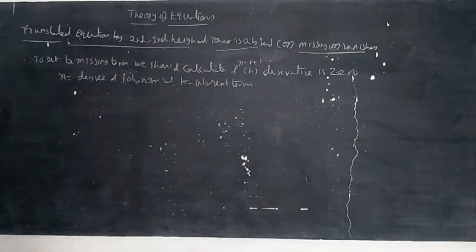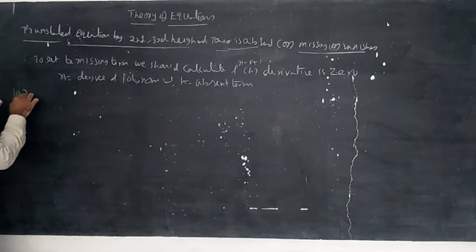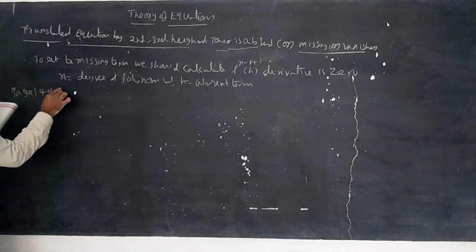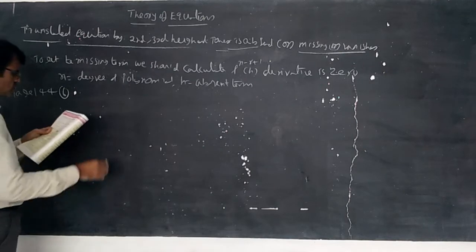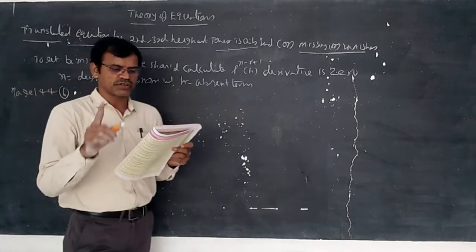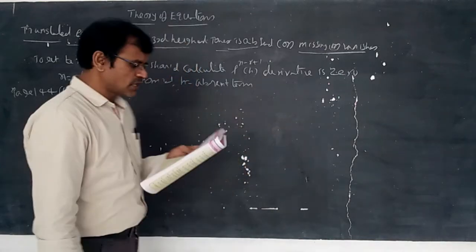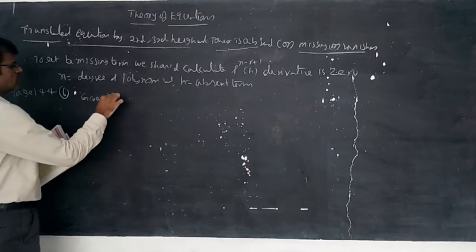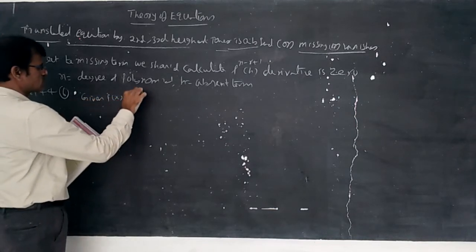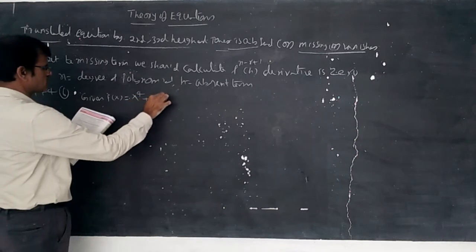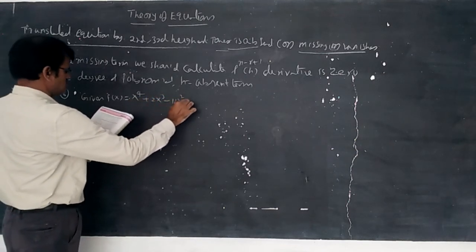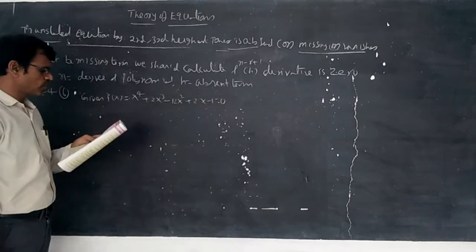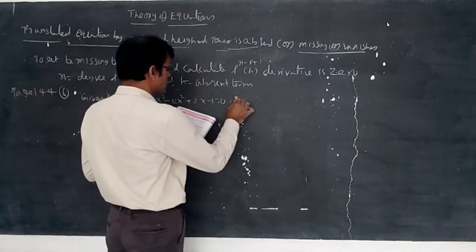Now page number 144, sixth question. Transform each of the equations into one in which the coefficient of the third highest power of x is 0. Given f of x is equal to x power 4 plus 2x cube minus 12x square plus 2x minus 1 equal to 0.